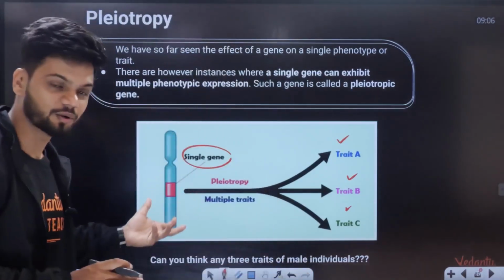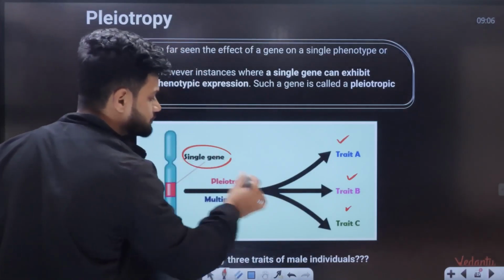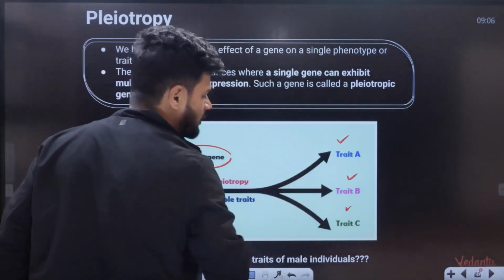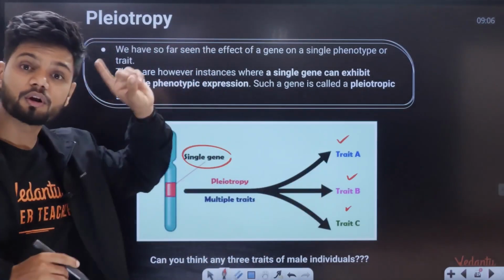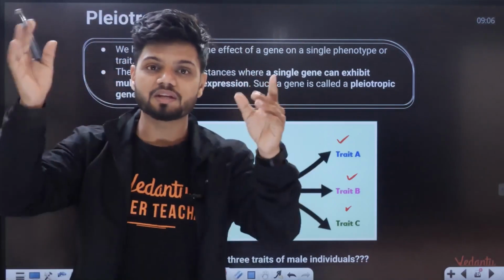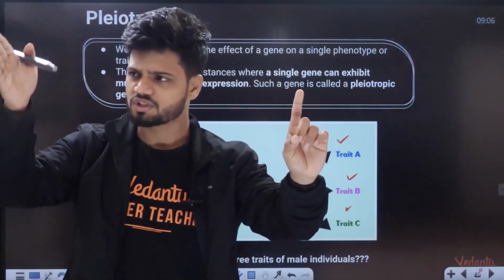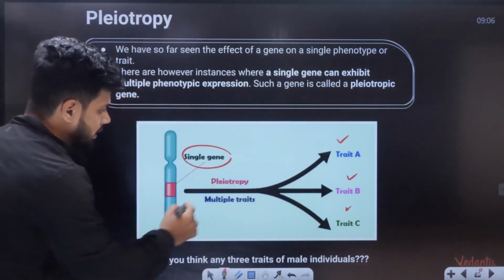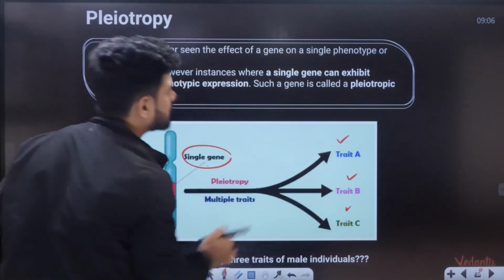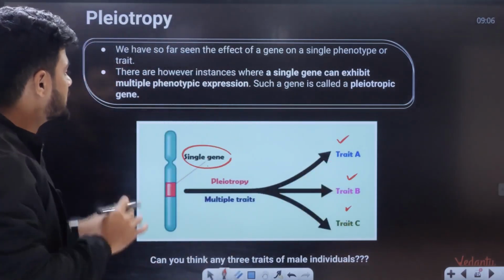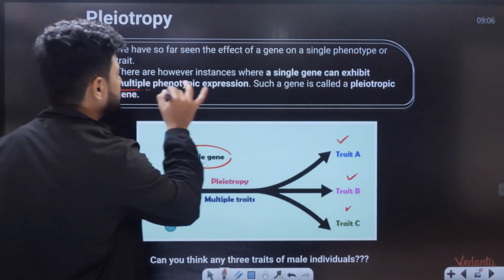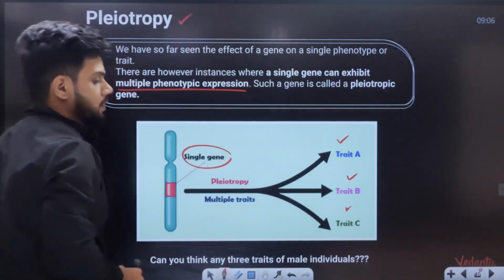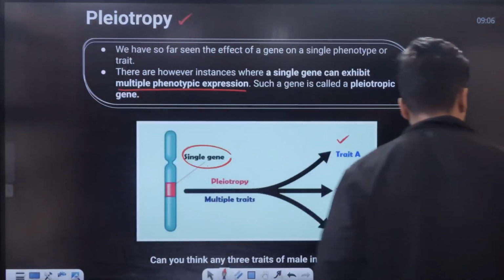This is a mummy gene, a housekeeping gene. So a single gene will have multiple phenotypic expressions. In polygenetic inheritance, many genes, one effect: gene A, gene B, gene C, skin color. In pleiotropy, a single gene, multiple effects. Such an expression is called multi-phenotypic expression. That is called pleiotropy. That is called what?